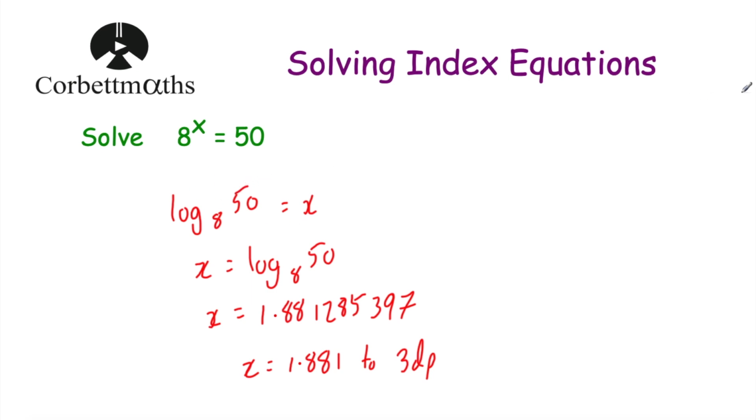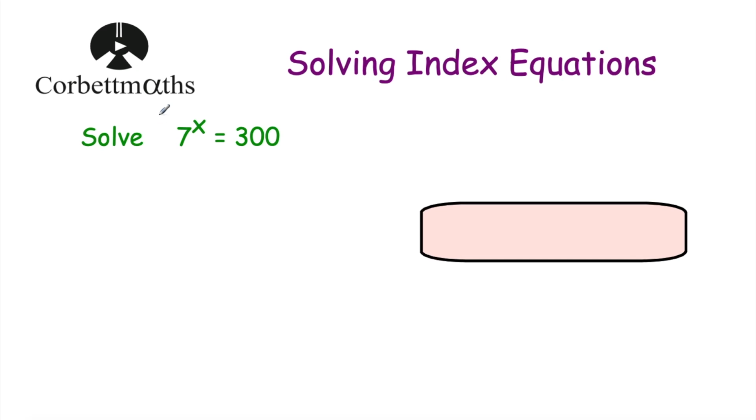Okay, let's look at our next question. So our next question says, solve 7 to the power of x is equal to 300. So we need to work out what this power would be. Now I know that 7 squared is 49, and I know that 7 cubed is 343. So this power is going to be in between 2 and 3, but we need to solve it and figure out what this power will be.